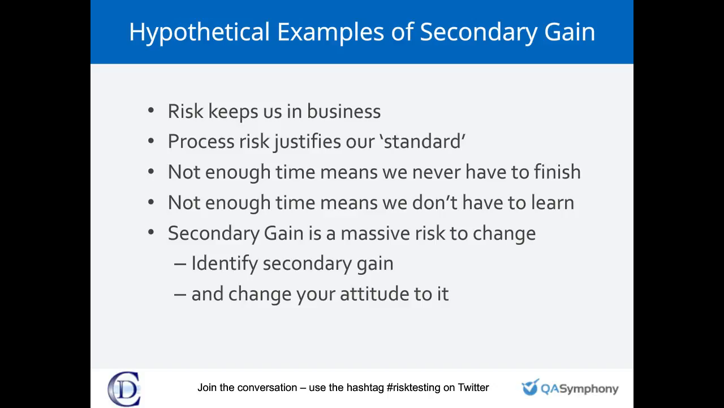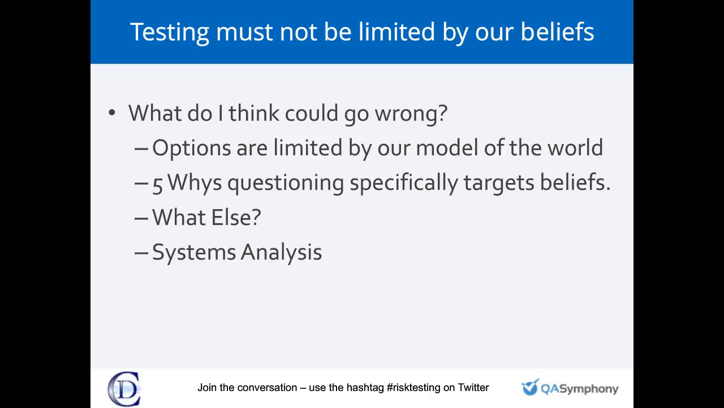Right? In every process, you'll find secondary gain. Some developers like Agile because they don't have to write anything down and they can just code. Secondary gain, they don't have to write anything down, so they don't write anything down, so we have miscommunication. If these are risks and there's secondary gain associated with it, if we identify it and change our attitude to it, we can target it. Because fundamentally, we do not want our testing to be limited by our beliefs.